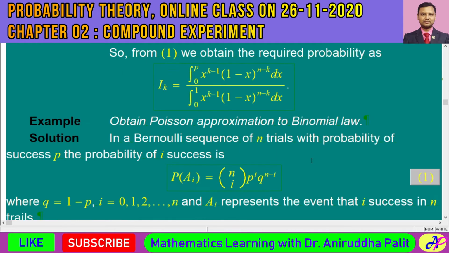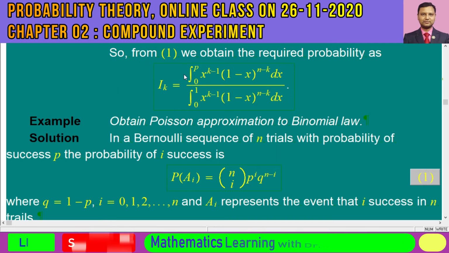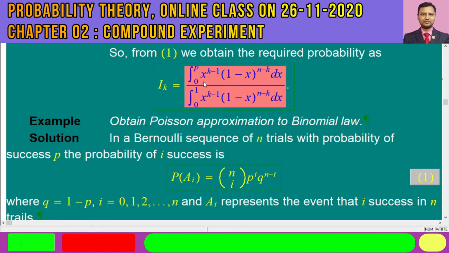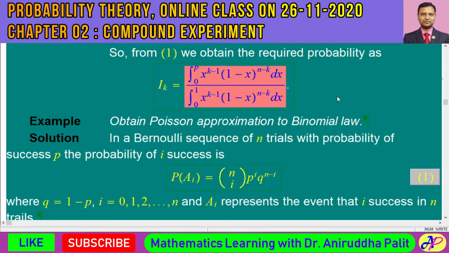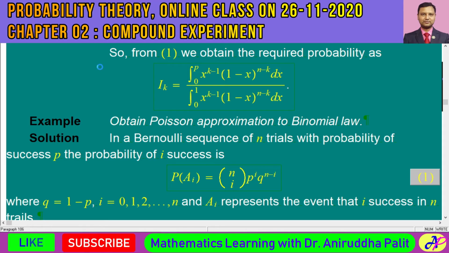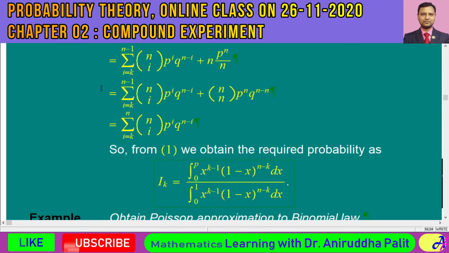Therefore we ultimately conclude that this probability is actually nothing but equal to this ik, or this kind of ratio of the two integrals. Got it? Now, do you have any query related to this problem? Is it clear to you?